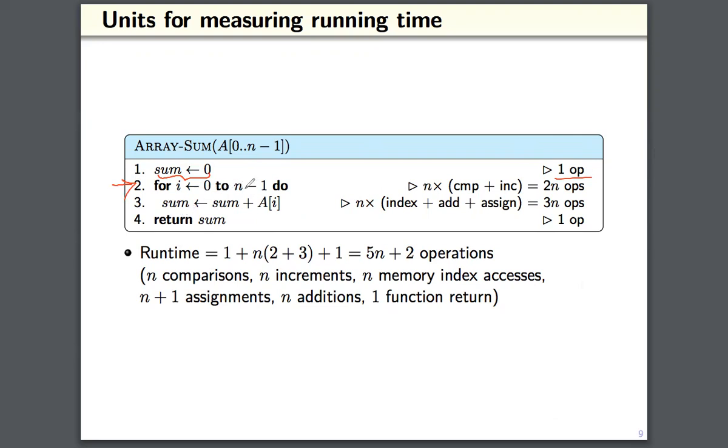So we have a comparison operation. See, every time it compares whether it is less than or equal to n minus 1 or not. So that is a comparison operator. And then an increment operator, i is equal to i plus 1, right? So that is the increment operator. So you can see there are 2n operations here for line 2, right? For each value, considering each value of i, incrementing, comparison, everything.